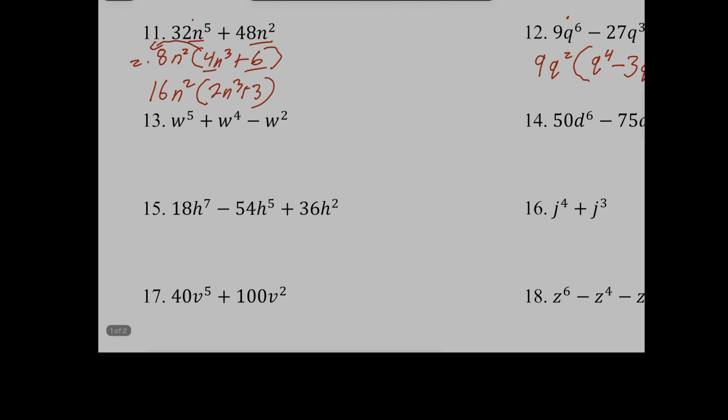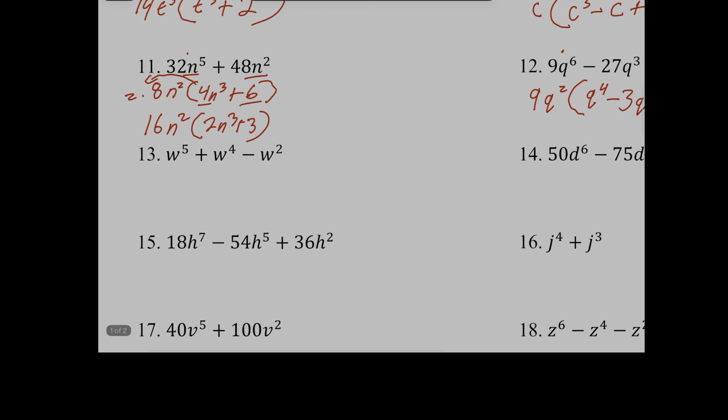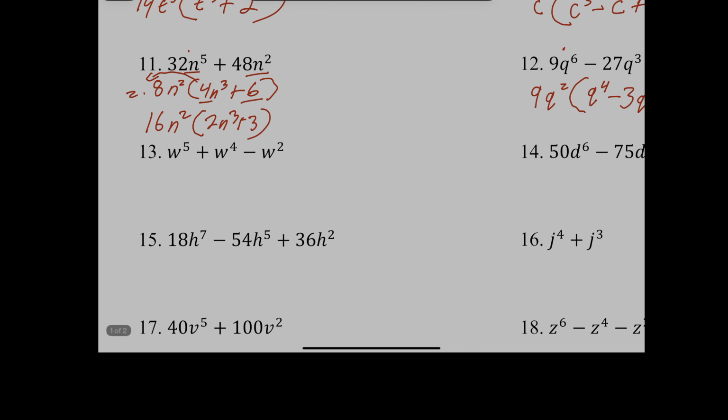Okay? Now on number 13, what I'm going to do is I'm going to take a look at the letters here. And I see 5, I see 4, I see 2. What's the most that'll come out of both? And the answer is W squared. That'll leave me with a W3 plus a W2. If I take everybody out, I just write a 1 at the end.